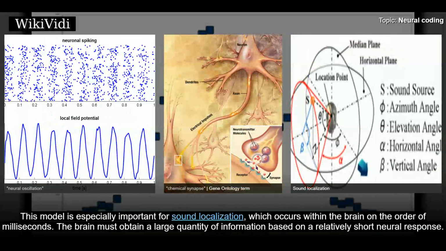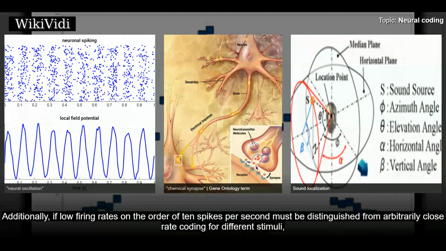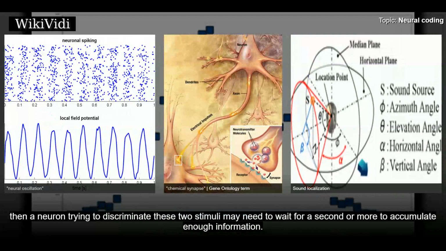This model is especially important for sound localization, which occurs within the brain on the order of milliseconds. The brain must obtain a large quantity of information based on a relatively short neural response. Additionally, if low firing rates on the order of 10 spikes per second must be distinguished from arbitrarily close rate coding for different stimuli, then a neuron trying to discriminate these two stimuli may need to wait for a second or more to accumulate enough information.